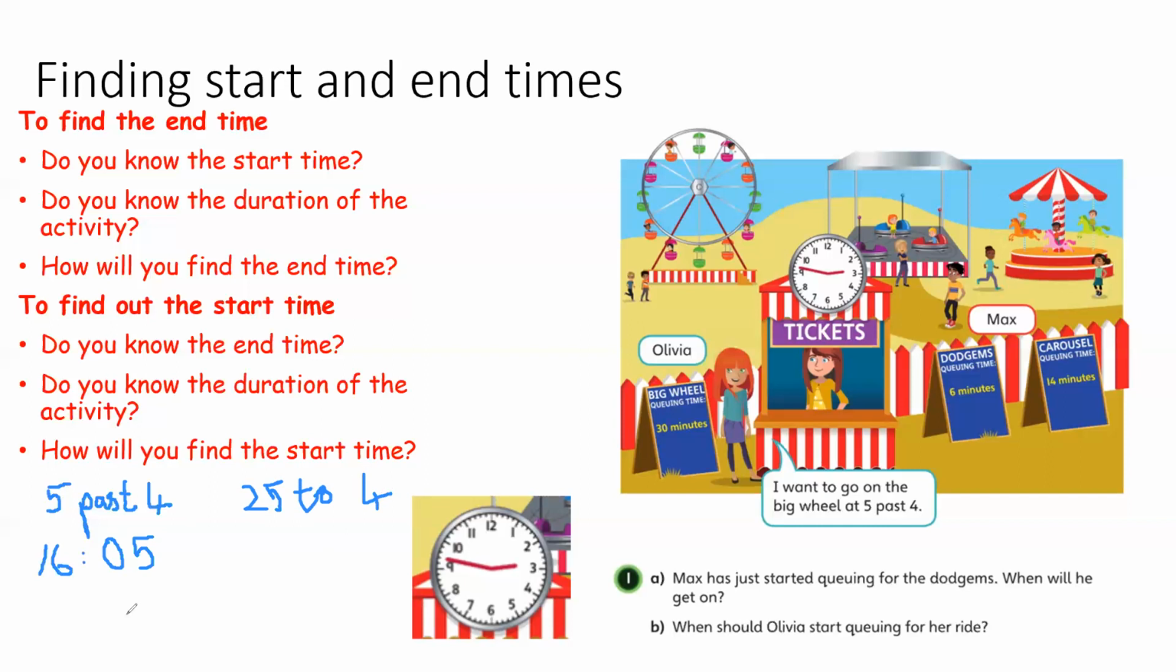So it's not going to be 1600 hours, it's going to be the one before it, isn't it? So it's going to be 15, so it's 3 o'clock, and 25 minutes to is the same as 35 minutes past 3.